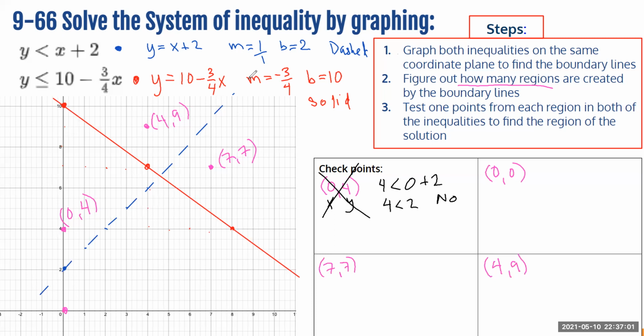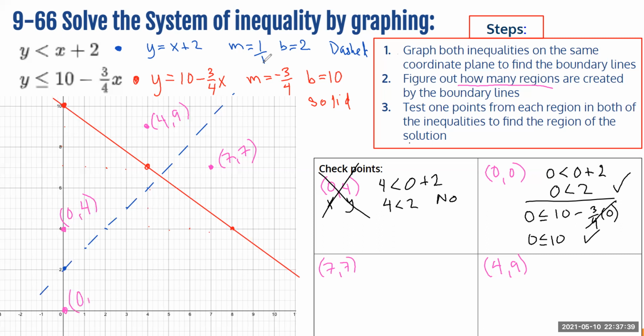Let's try 0, 0. I'll put a 0 for y, 0 for x, and this gives me 0 is less than 2. That worked. Let's try the second inequality. Is 0 less than or equal to 10 minus 3/4 times 0? That is 0. So we have 0 is less than or equal to 10. That also worked. We found it. This is the solution right here. So 0, 0 is in the solution region. So 0, 0 down here is where both inequalities are true.